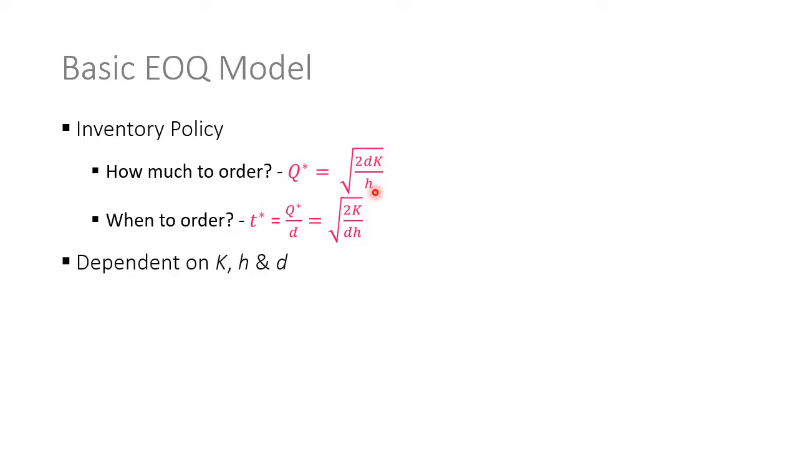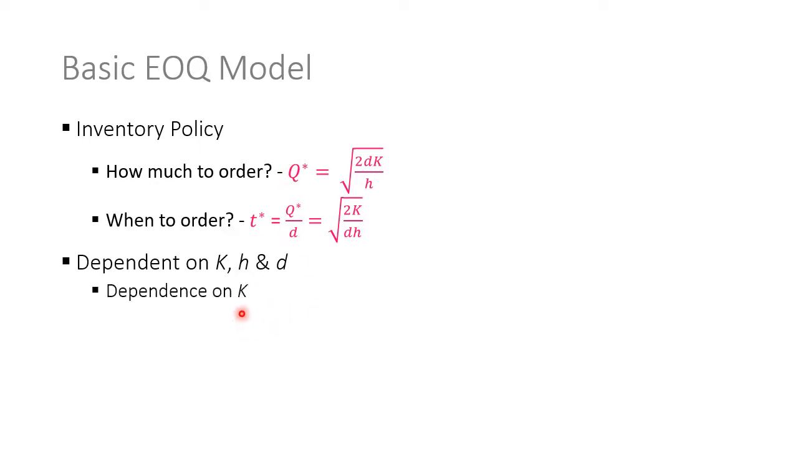So let us talk about it. The parameters are dependent upon three variables. First variable is capital K, which represents the fixed component of the ordering cost, or if the company produces the items in-house instead of ordering from the third-party vendor, then this capital K represents the setup cost of production. H represents the holding cost, and D represents demand rate. So let us look at the effect of each variable on both the parameters.